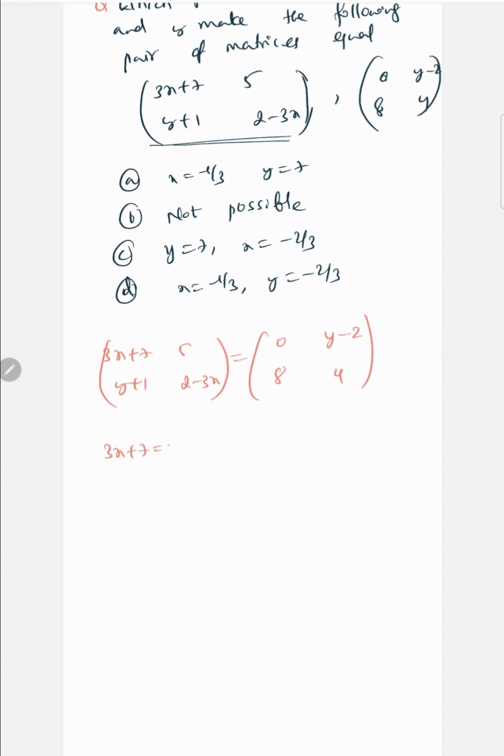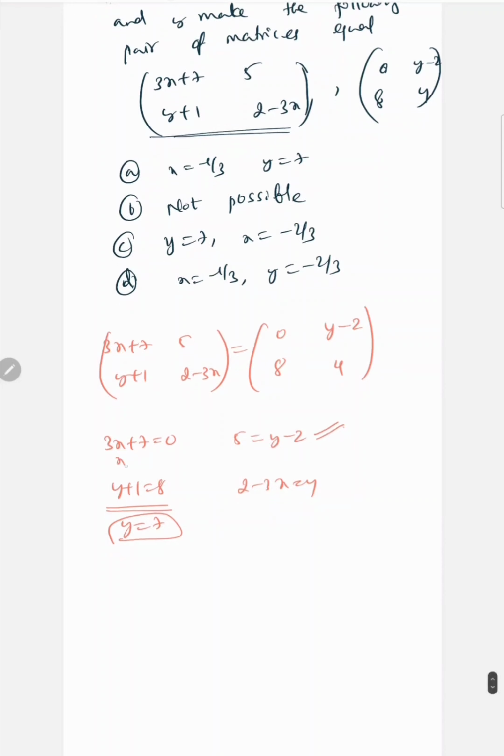3x plus 7 is equal to 0, 5 is equal to y minus 2, y plus 1 is equal to 8, 2 minus 3x is equal to 4. So y plus 1 is equal to 8, so y is equal to 7. If I put y is equal to 7, this will hold. From this we will get x is equal to minus 7 by 3. Suppose I put this in 2 minus 3 into minus 7 by 3, this will give 2 minus 3x is equal to 8.